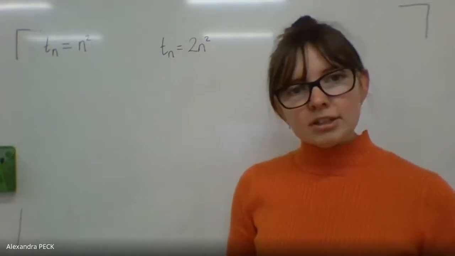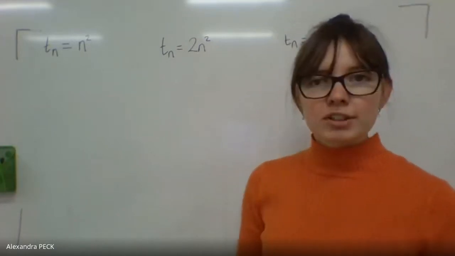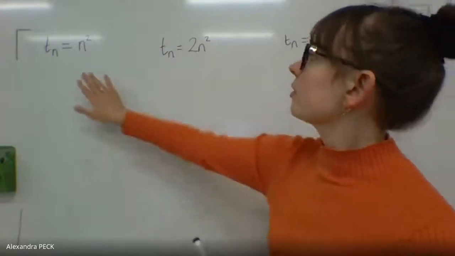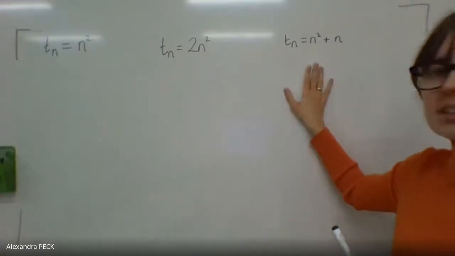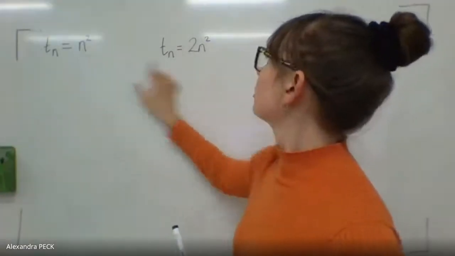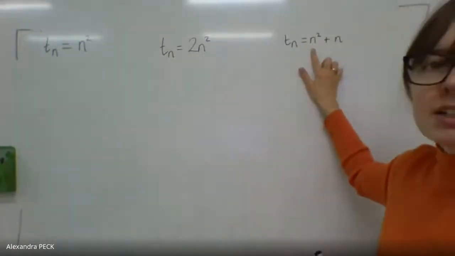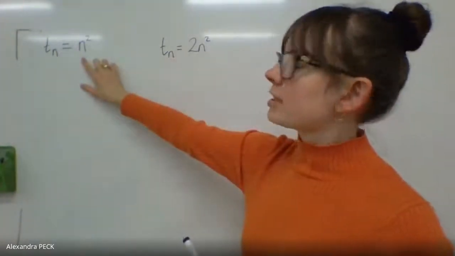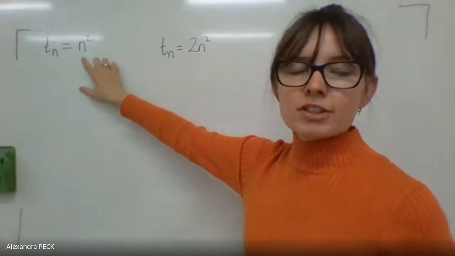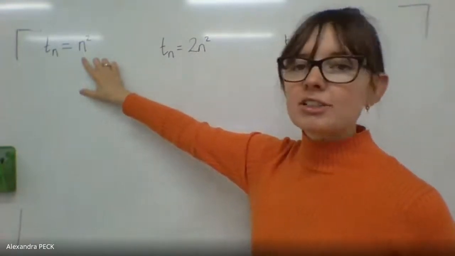In this video, we're going to look at how we can recognize a quadratic sequence. So I've got 3 quadratic sequences here. You can see that they've all got n squared as their highest power. Remember, n represents the position in the sequence. So for the first term, n is 1, second term, n is 2.